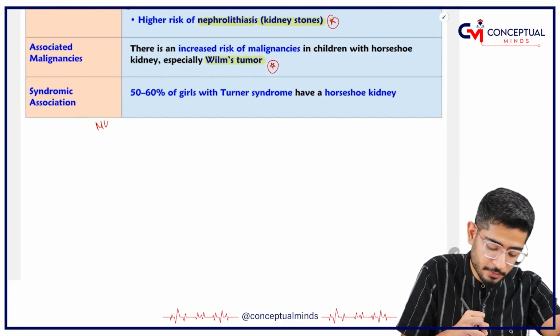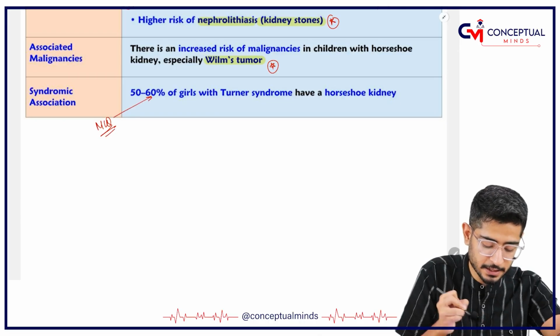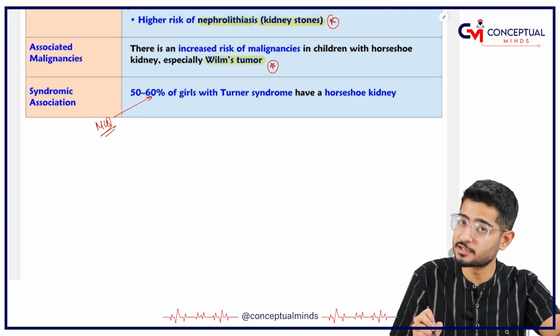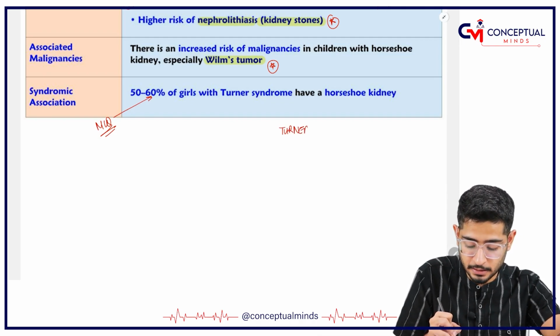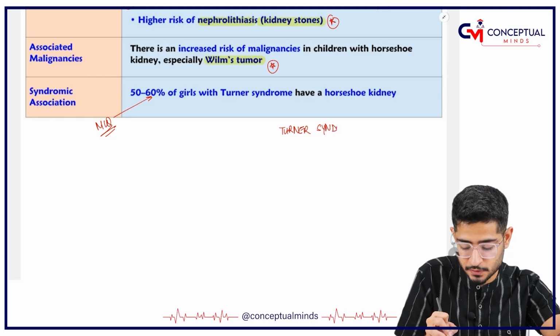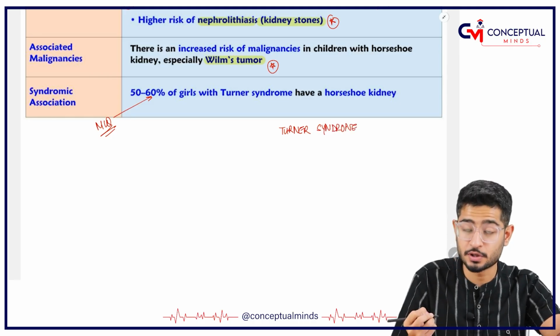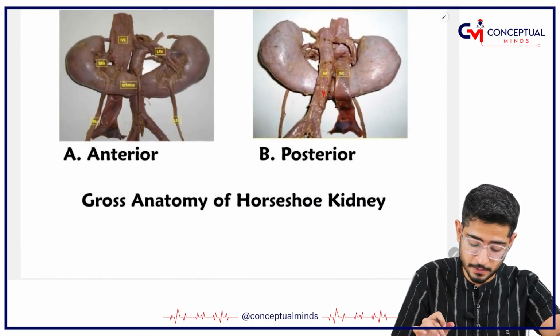Now this is a very important MCQ that has been asked multiple times: which is the syndrome associated with horseshoe kidney? This syndrome is nothing else but Turner's syndrome. Turner syndrome is associated with the horseshoe shaped kidney.